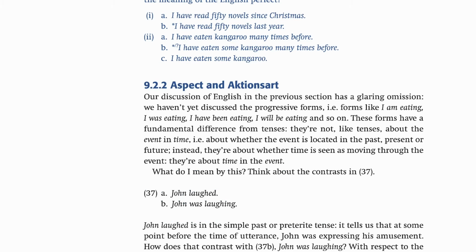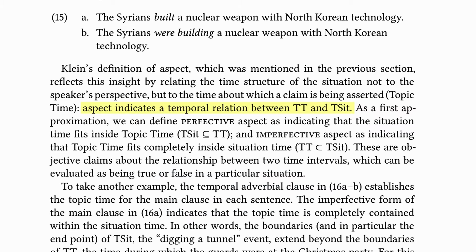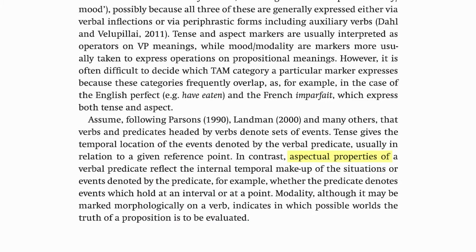Here are some examples from introductory semantics textbooks or reference works. Nick Reimer says that aspect is about whether time is seen as moving through the event or about time in the event. Paul Kroeger says aspect indicates a temporal relation between the topic time and time of situation. Susan Rothstein says aspectual properties of a verbal predicate reflect the internal temporal makeup of the situations or events denoted by the predicate.